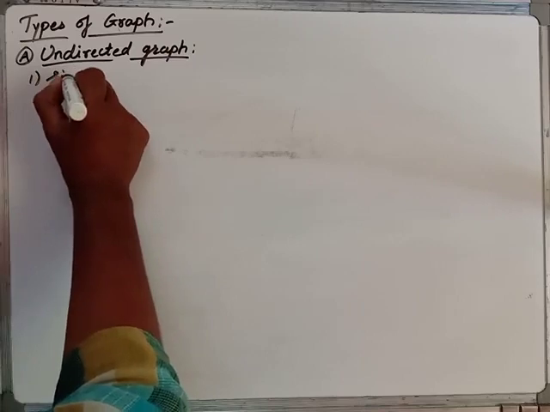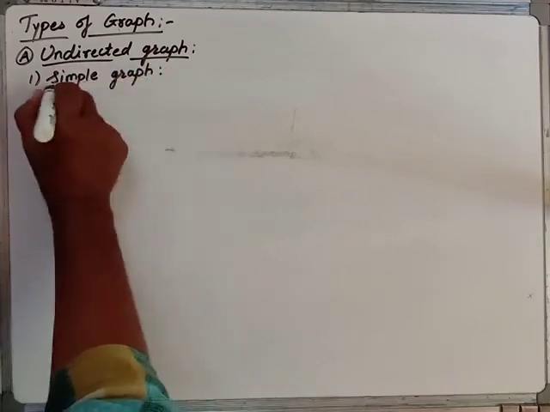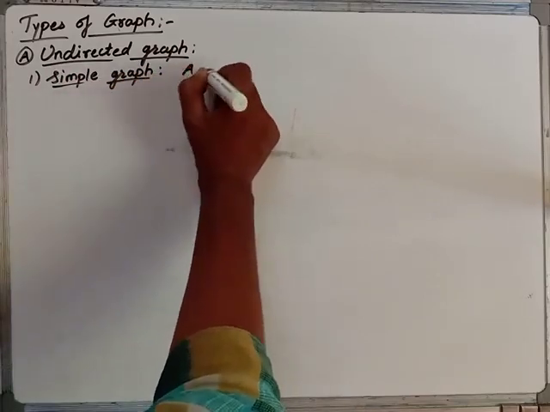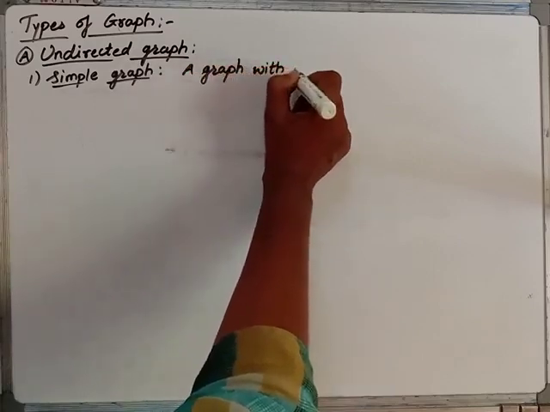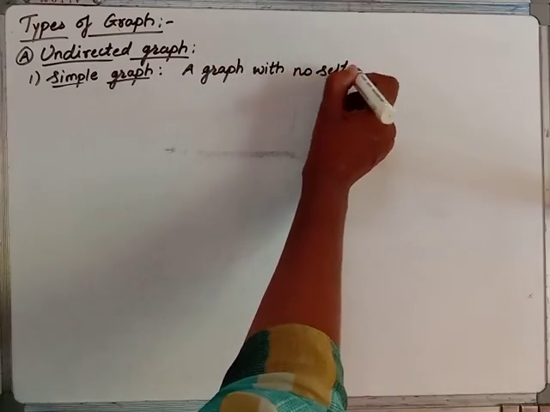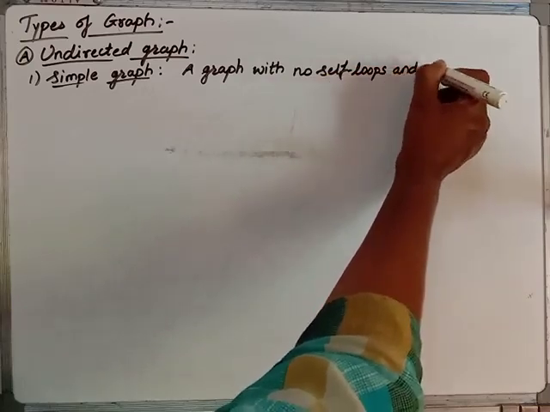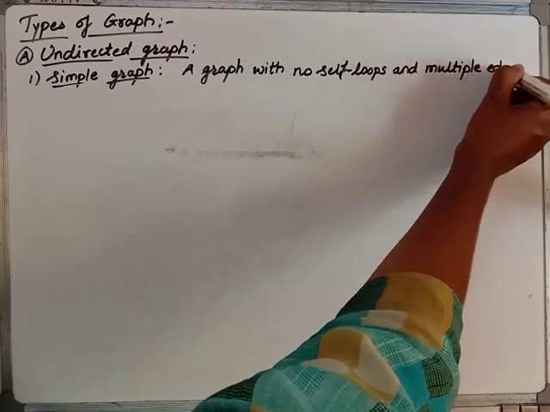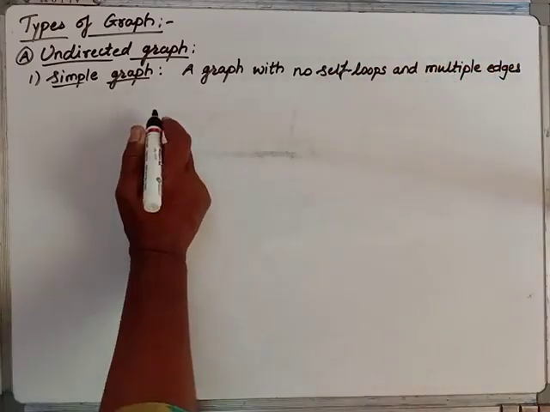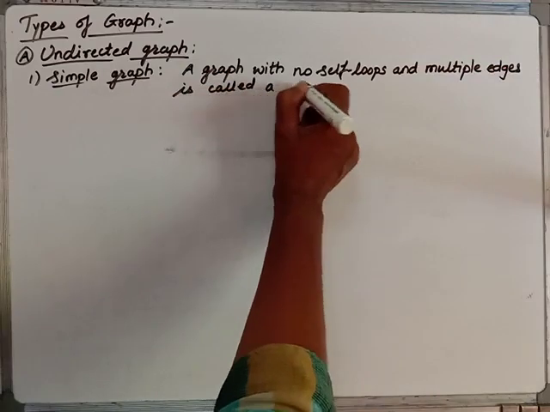Now first type is simple graph. What is simple graph? A graph with no self loops and multiple edges. Graph with no self loop and multiple edges is called a simple graph.